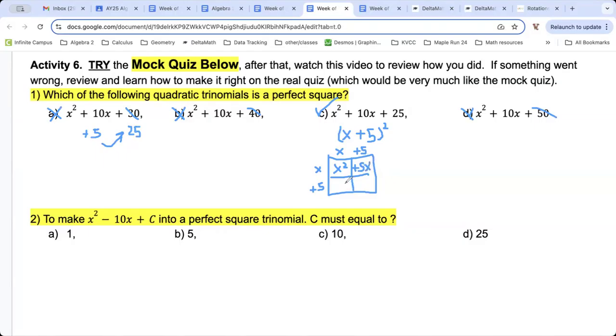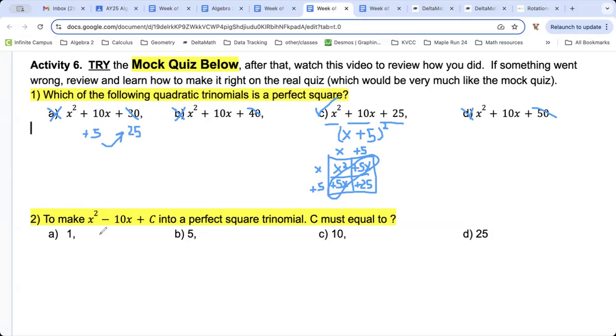And how big is this room? Width times length, 5 times x, so it's positive 5x. And this one is 5 times 5, so this one is 25. So add all these four boxes together, what do you get? So you have x squared right here. You have a positive 25 right there. And those two are like terms. You can put them together. So 5x and 5x, you get 10x.